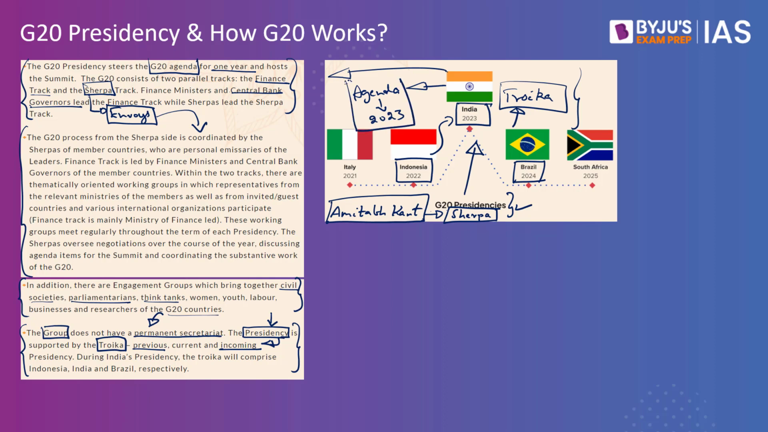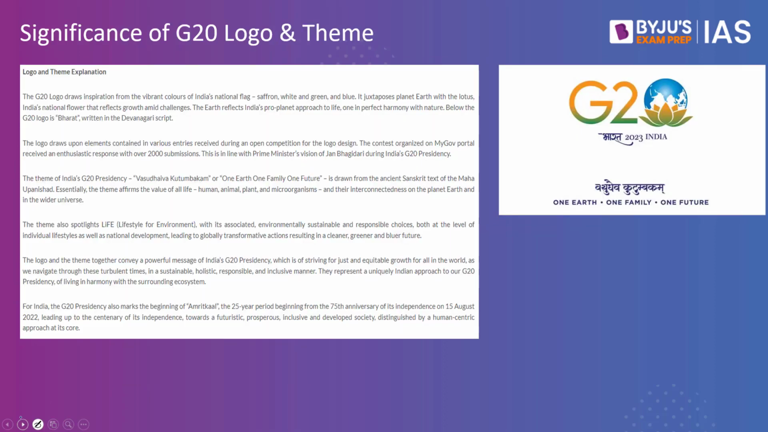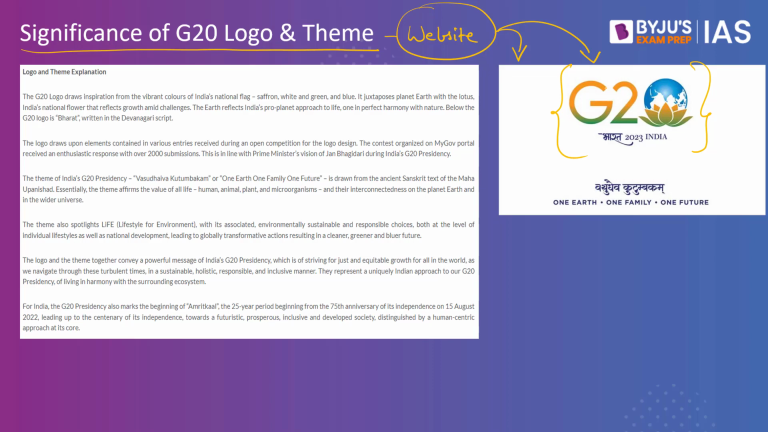And it's in this context that India has brought out a logo and a theme, along with launching a dedicated website for G20 Presidency, which would be hosted by India for the next year. You can see the logo that was unveiled by Prime Minister Modi over here that depicts G20 in the vibrant colors of India's national flag, that is saffron, white and green and blue, and also brings in the elements of the earth resting on a lotus, which is the national flower of India. And this not only reflects India's pro-planet approach, but also symbolizes the need for maintaining perfect harmony with our nature.